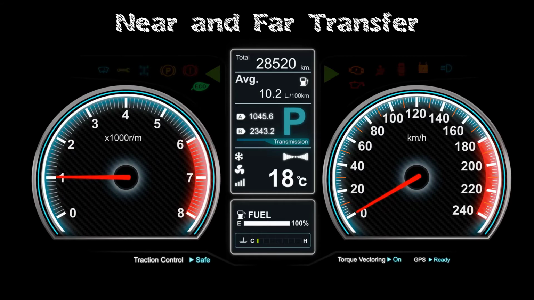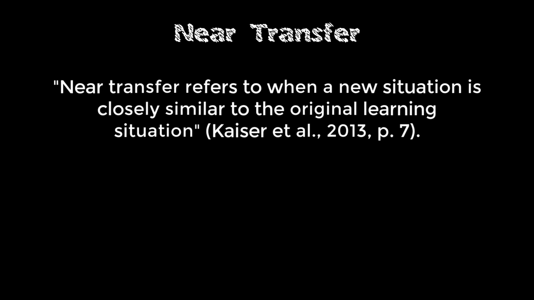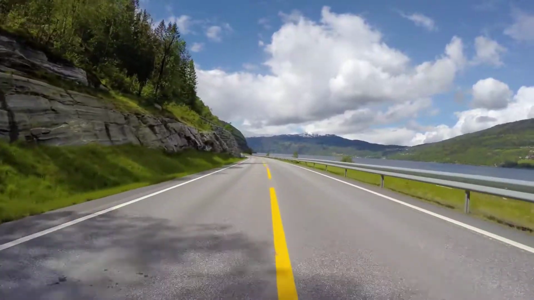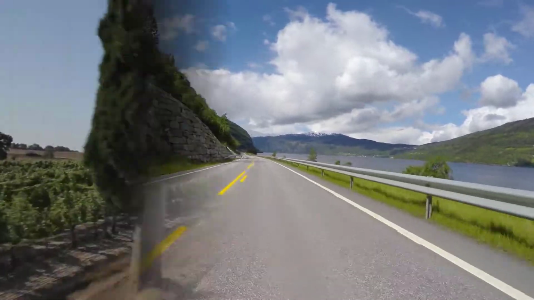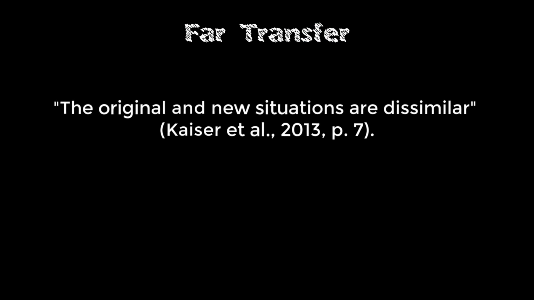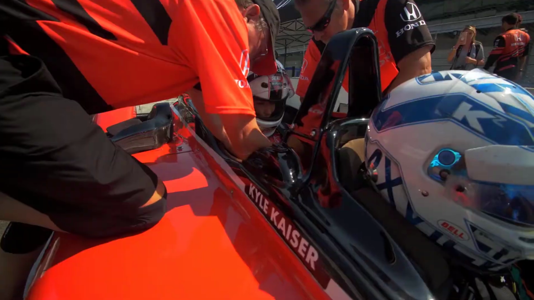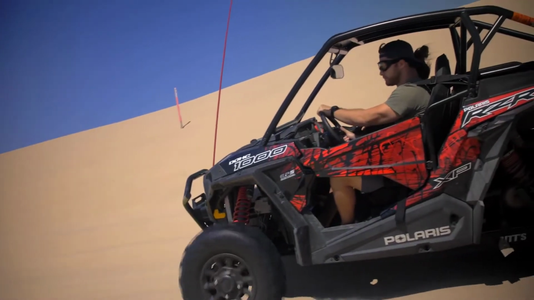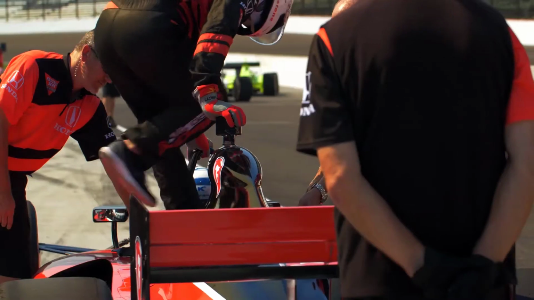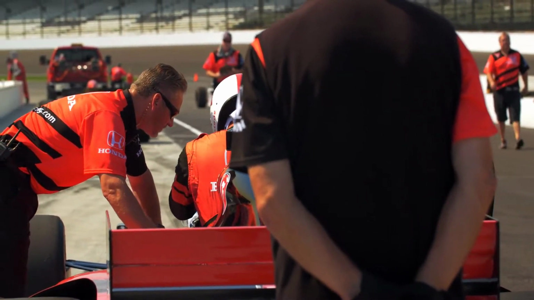Near and far transfer. Near transfer refers to when a new situation is closely similar to the original learning situation. For instance, if you have learned how to drive on pavement, then you can use a lot of those same skills to drive on a dirt road. Now, far transfer is when the original and new situations are dissimilar. Say you know how to drive on pavement and on a dirt road, but that doesn't mean we can drive a race car or a dune buggy. They are vehicles, but the terrain is quite different, and it requires a lot more understanding, education, instruction, and equipment to do so effectively. This is where high and low road transfer come in.